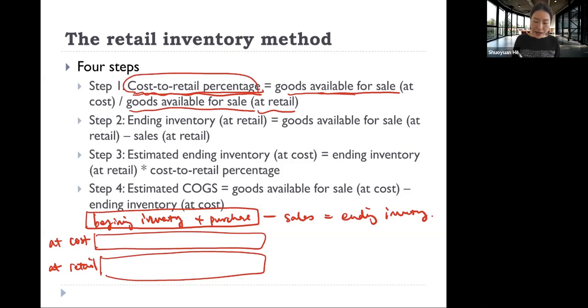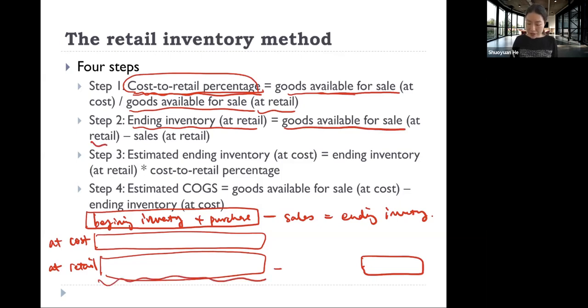The second step is we calculate the ending inventory at retail. How do we calculate this number? We take goods available for sale at retail, which is this number, minus the sales at retail. The sales are all at the current market price, so this is just the sales the firm has during the period. The difference between these two is the ending inventory at retail, which is the current market price of our ending inventory. We don't need to take a physical count. We can just estimate this number from these two numbers.